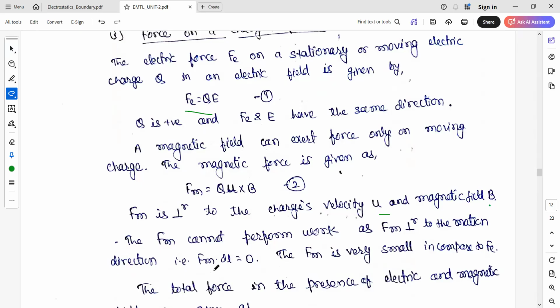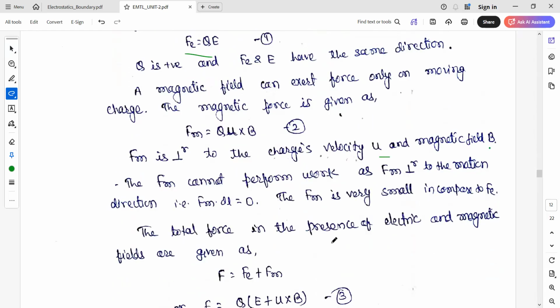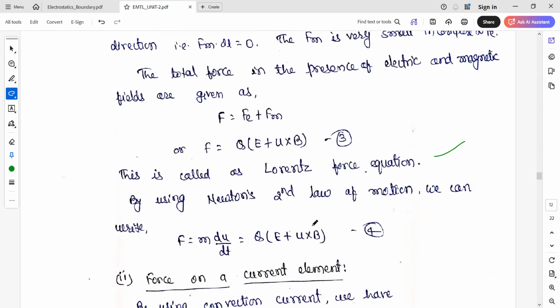So finally both are perpendicular to each other. Okay. So cos 90 degrees is zero. So Fm into dl is going to be zero. So this Fm is very small compared to Fe. So total force is Fe plus Fm. We will substitute the value. This is also called the Lorentz force equation. F equal to Q into E plus U cross B.